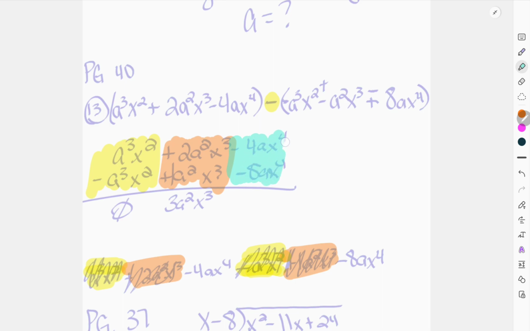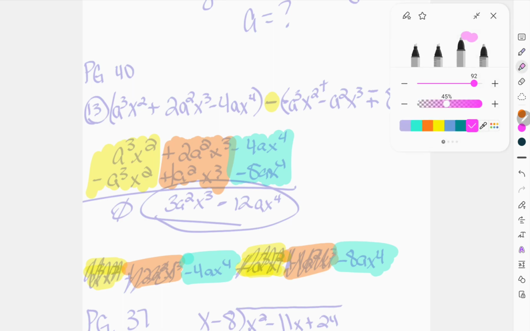And then last will be our negative 4a x to the fourth and negative 8a x to the fourth. So when you have two negatives, you just add them together and apply the sign. So my sign is going to be a negative. 4 and 8 give you 12. And then a x to the fourth. That should be your answer. Let me know if you have any questions.